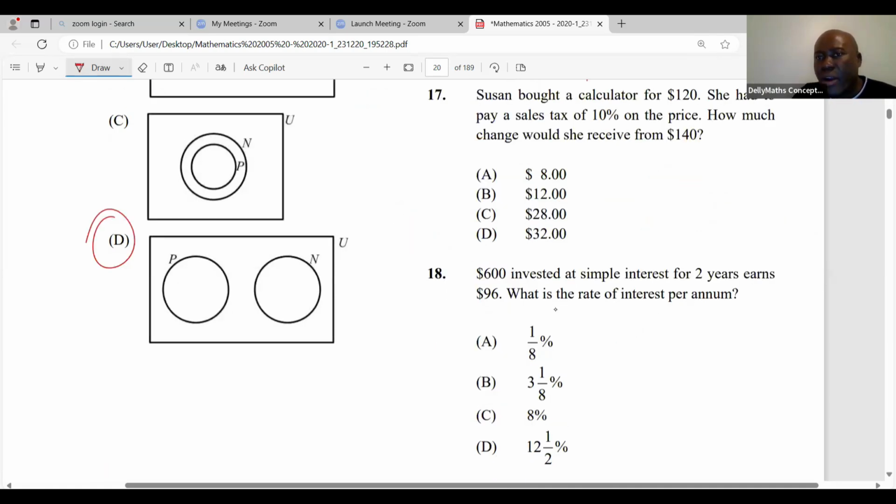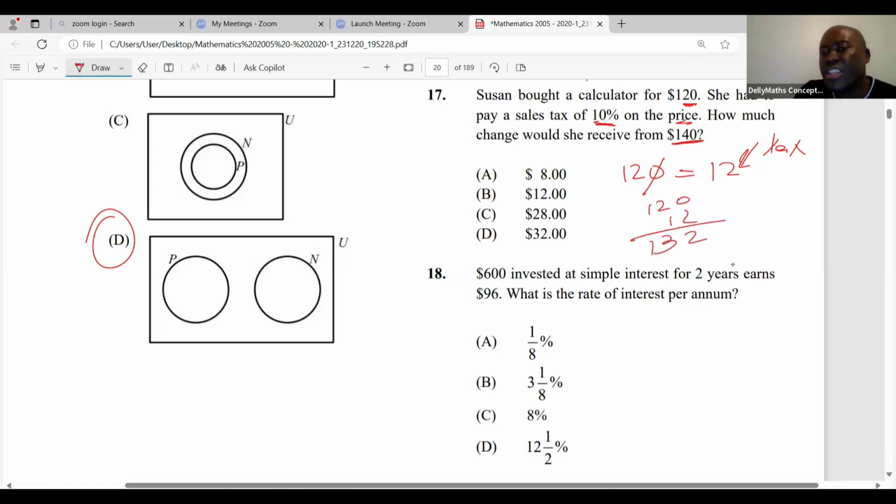Susan bought a calculator for 120. She had to pay a sales tax of 10% on the price. How much change would she get from 140? All right, so let us read the question. She bought it for this. She had to pay 10% tax, right? 10% of 120 is to drop off the zero here, which is $12. So this is the tax right there, $12. 10% is always just to drop off a zero at the back, or move your decimal place one place to the left. So now what the thing really costs is going to be all of that.